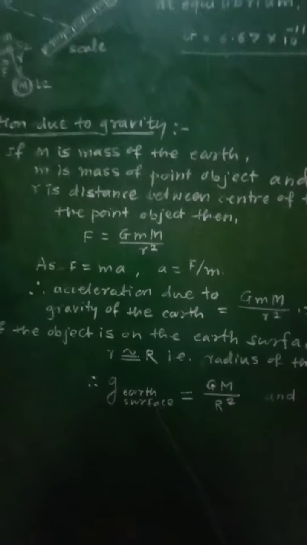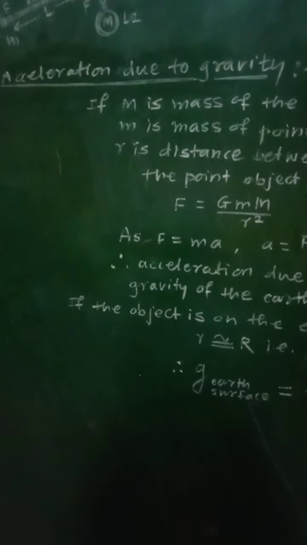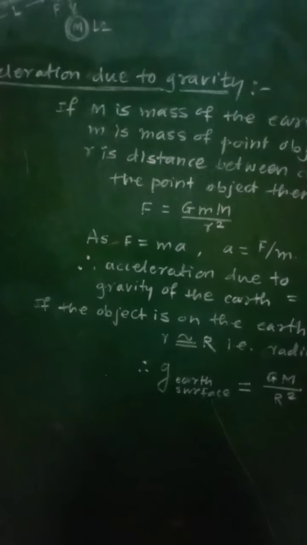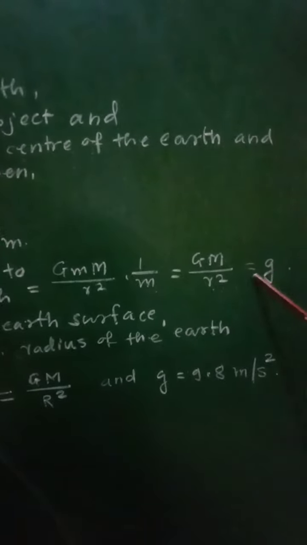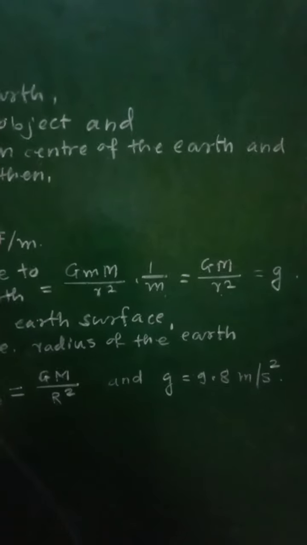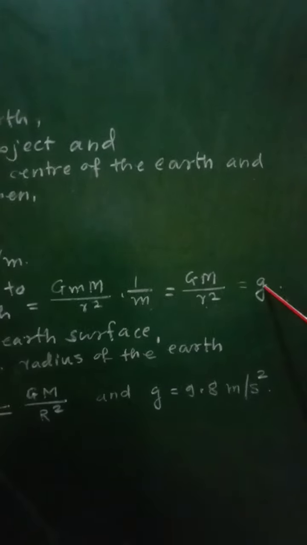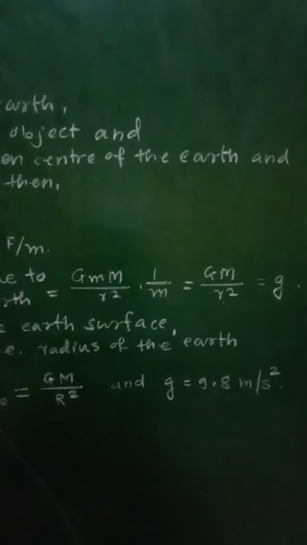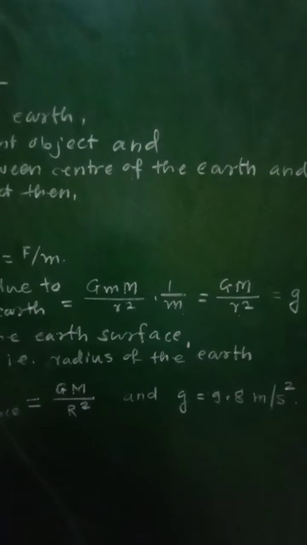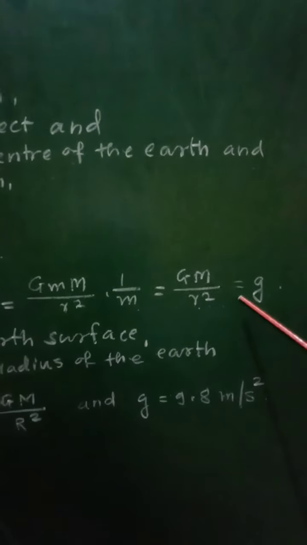And now if we consider this GM by r square, this is called the acceleration due to gravity, that is g. G is constant, M is constant, and therefore this acceleration due to gravity will depend upon the distance r. So this represents the formula for the Earth's acceleration due to gravity.